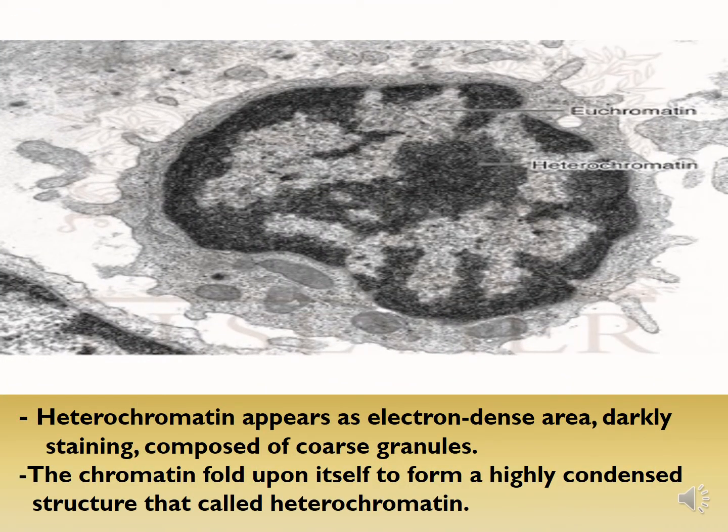While heterochromatin appears as an electron-dense area, darkly staining, composed of coarse granules. It is always dark in color because it is composed of coarse granules, being more coiled, so it appears darkly staining, where the chromatin folds upon itself to form a highly condensed structure called heterochromatin.